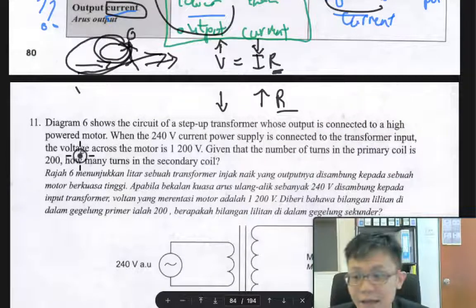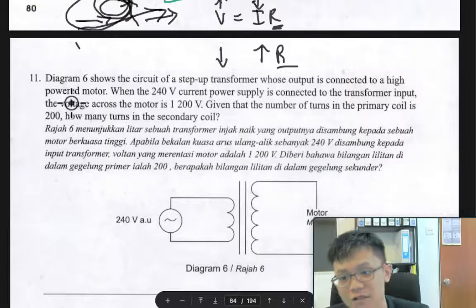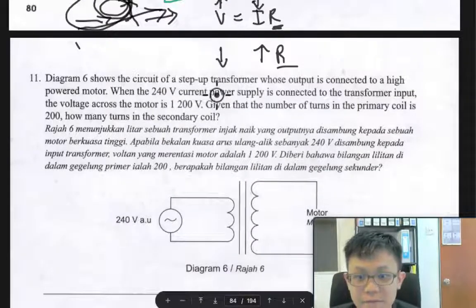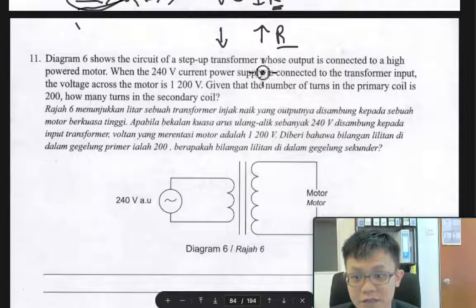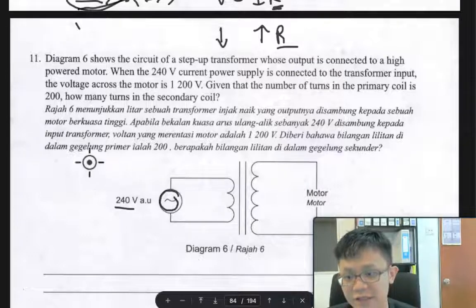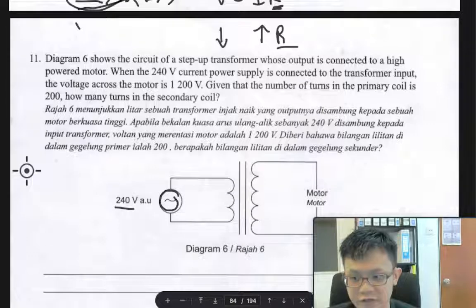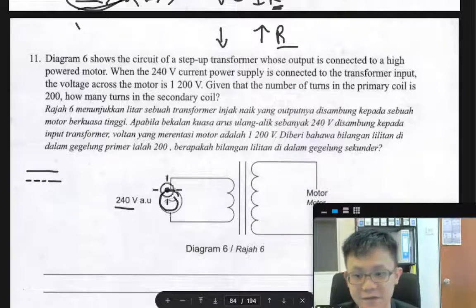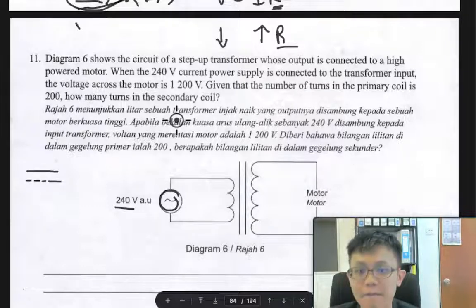Question number 11. The diagram shows a circuit of a step up transformer. So this is a step up transformer connected to a high power motor. This is 240 volt AC, alternating current. We can see this means alternating current. Usually direct current is a straight line, if I'm not mistaken, like this. But we know that this is alternating current.